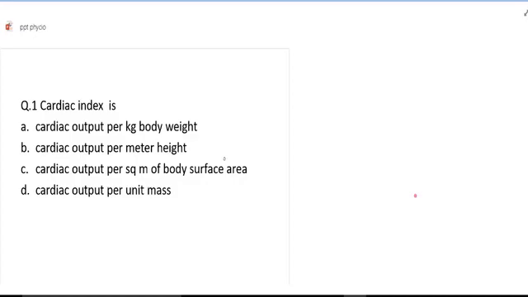To discuss the physiology questions which were asked in CBT 2017. The first question which has been asked is, what is cardiac index?